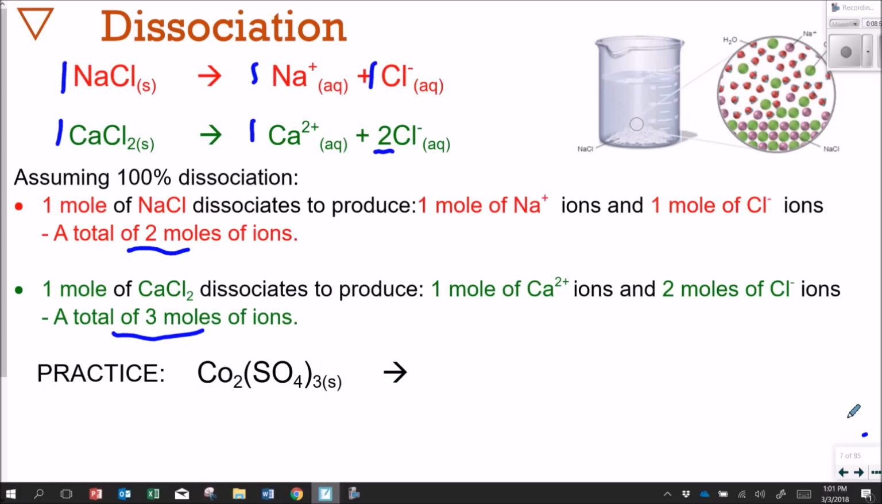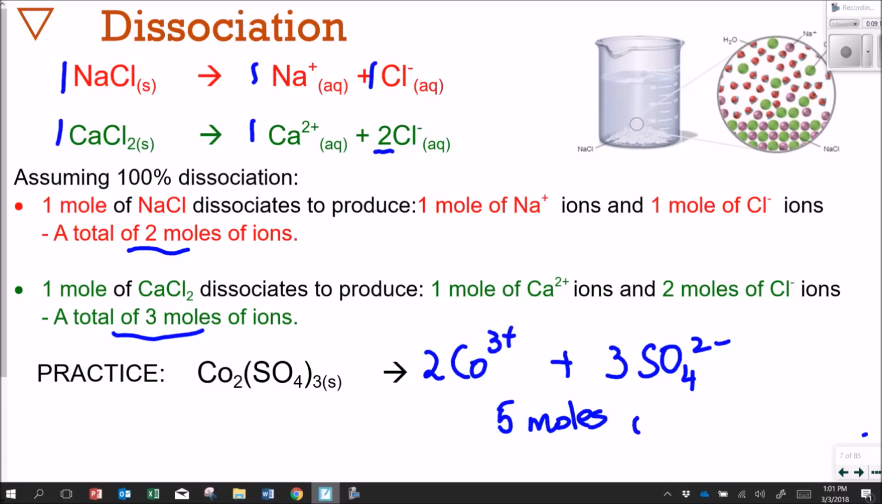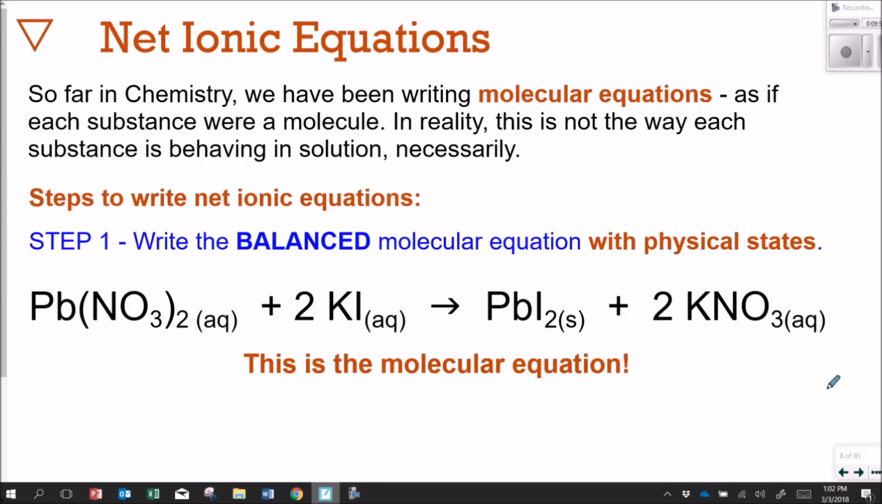For cobalt-3 sulfate, we will yield 2 moles of cobalt-3 plus ions and 3 moles of sulfate ions, for a total of 5 moles of ions. If you don't remember how to figure out the charge on your multivalent cations, please review your nomenclature rules. So far in chemistry, we've been writing molecular equations as if each substance were a molecule.